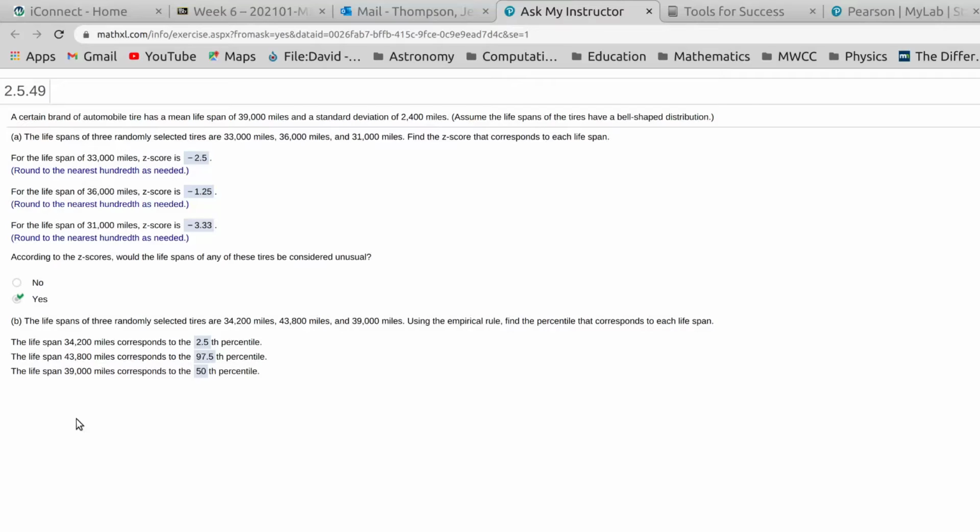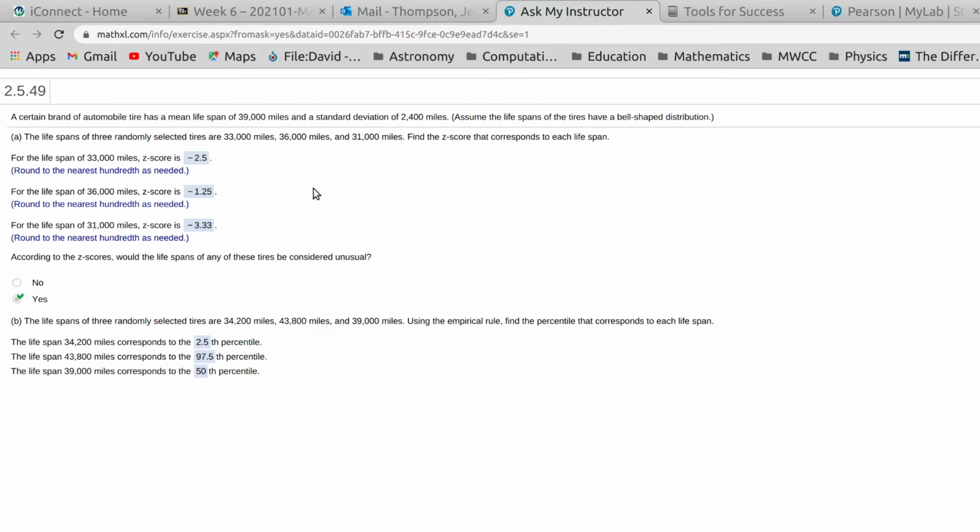Alright, so I want to look at the empirical method and some of the tricks we can do with it. The question I'm looking at here is a certain brand of automotive tires has a mean lifespan of 39,000 miles and a standard deviation of 2,400 miles. Assume that the span of tires has a bell-shaped distribution.